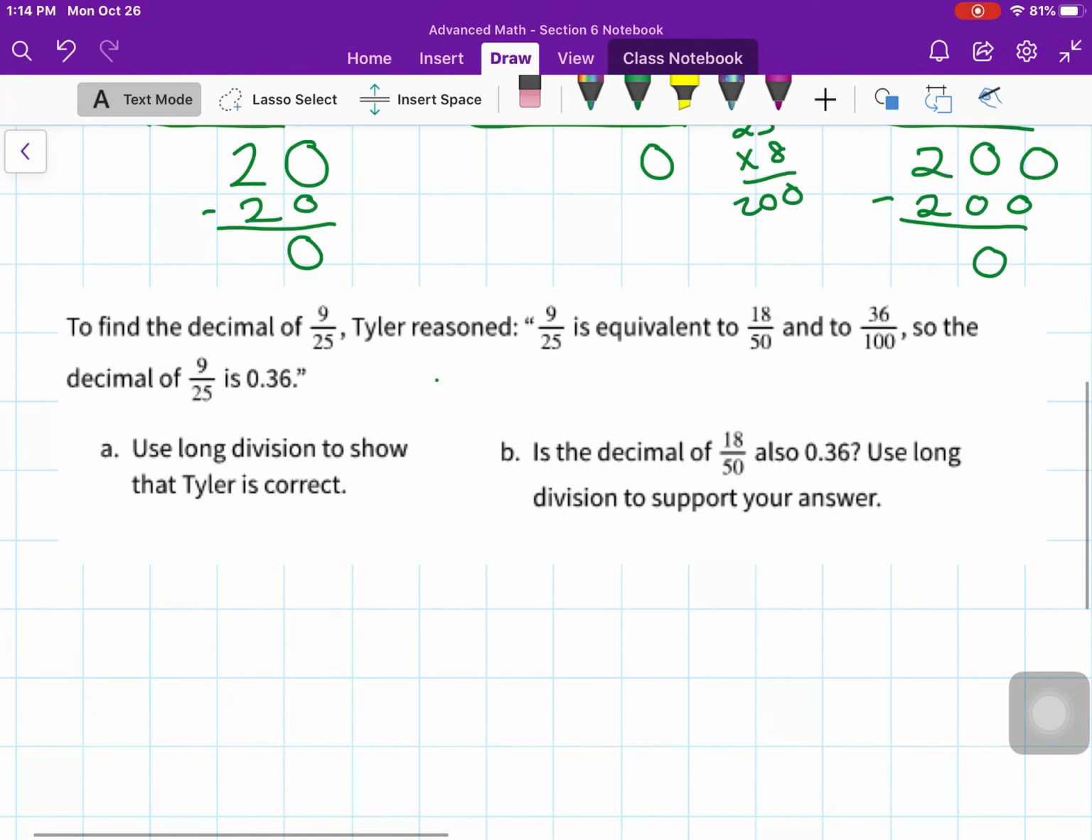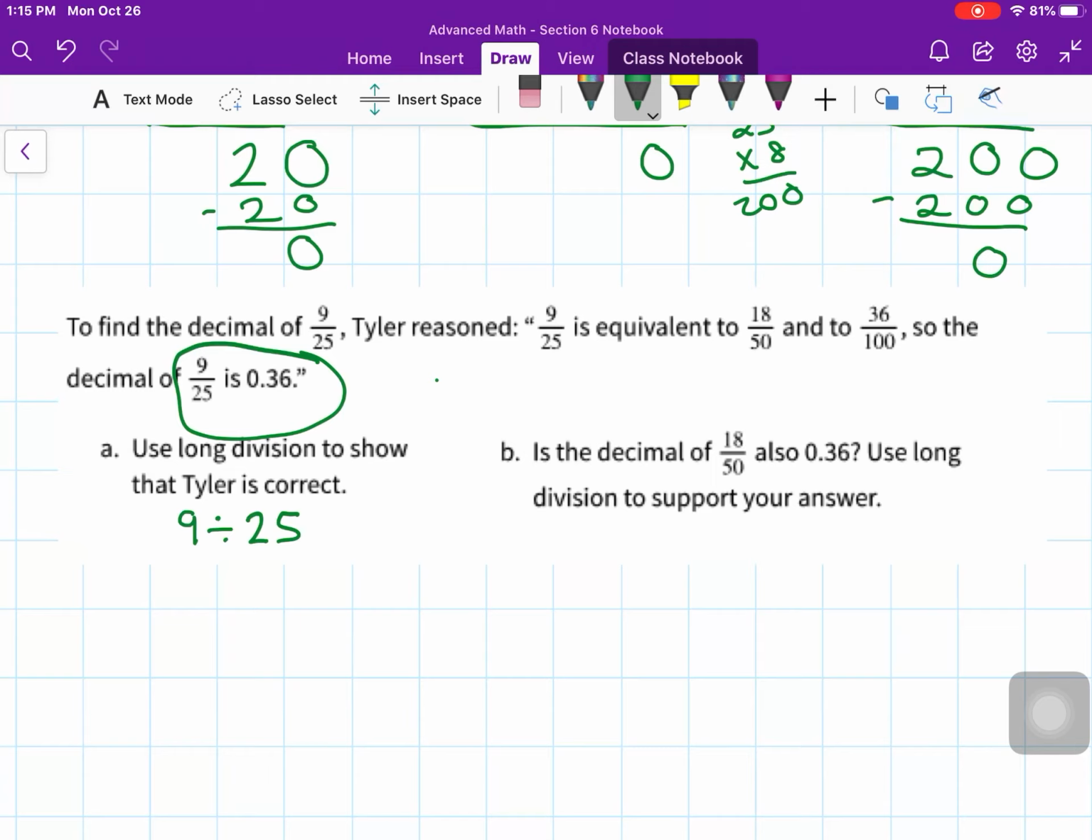All right, let's look down at this problem below. It says to find the decimal of 9/25, Tyler reasoned that 9/25 is equivalent to 18/50 and 36/100. So the decimal of 9/25 is 36/100. It says use long division to show that Tyler is correct. Okay, so let's do this. We're taking this one right here. We're going to rewrite our 9 divided by 25, 9/25, and we're going to prove it.